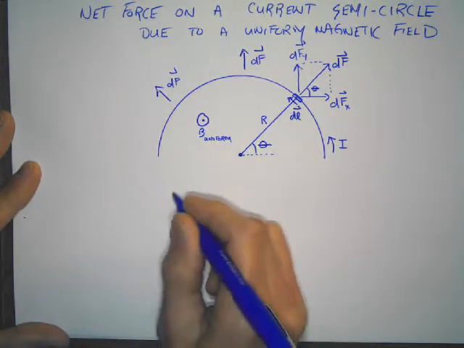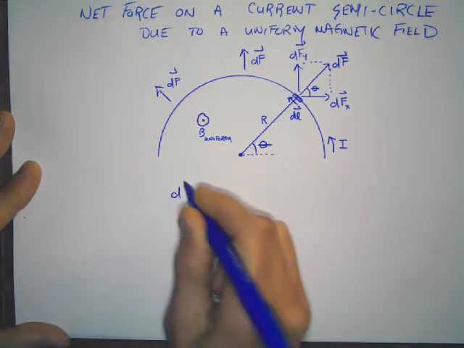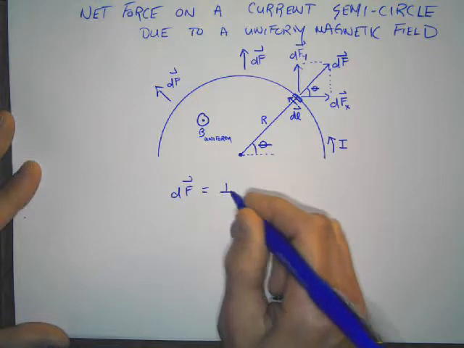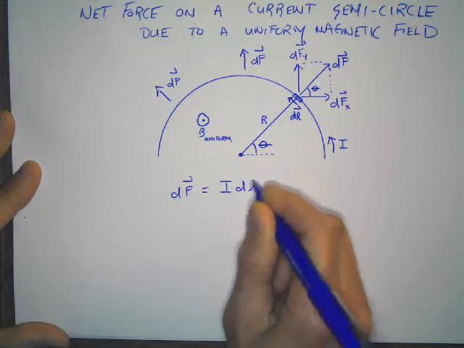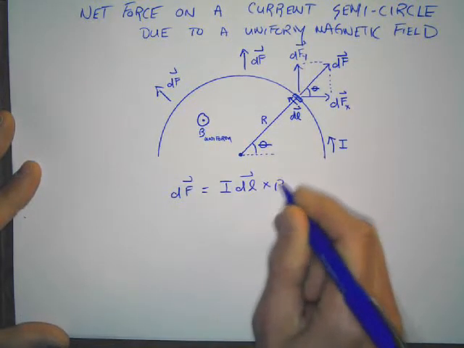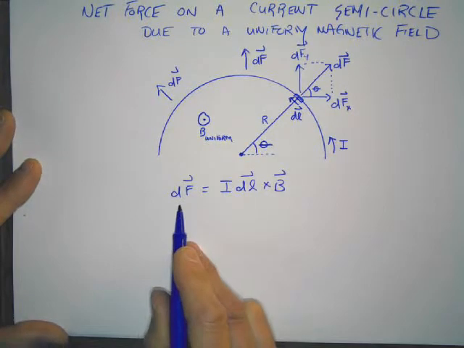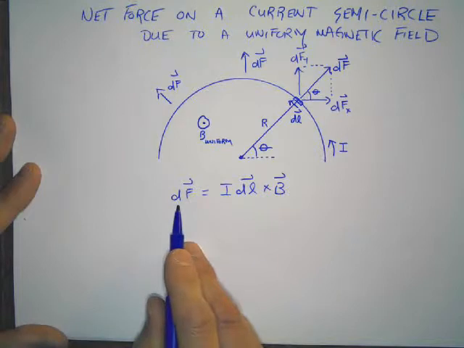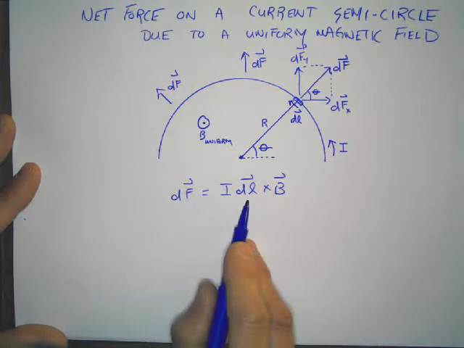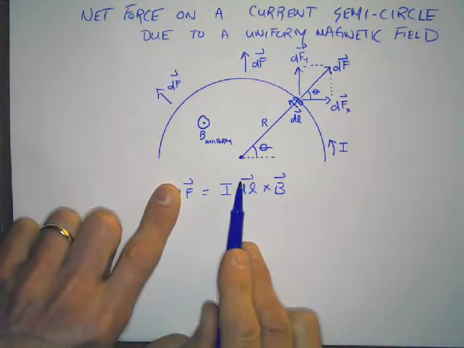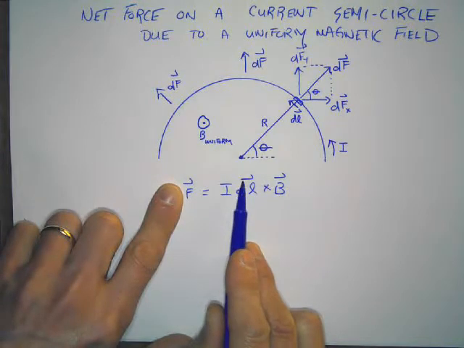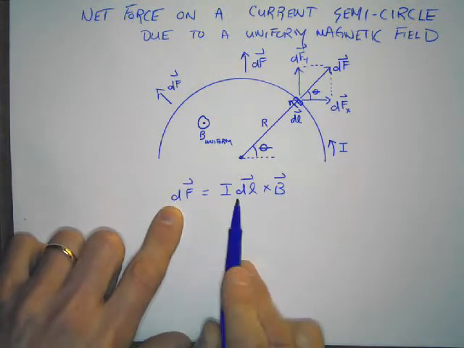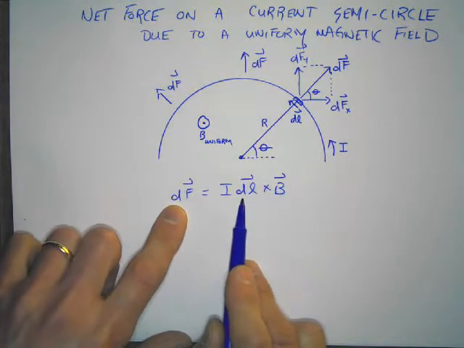We know that the magnetic force is given by a cross product. And what I've done is I've written that cross product in terms of the differential quantities, df and dl. Otherwise, it should look familiar to you, right? Magnetic force is equal to I times L cross B. We've simply replaced F and L with df and dl.